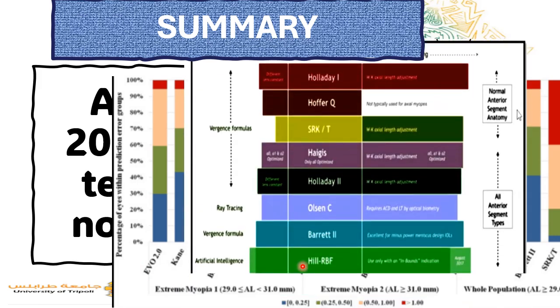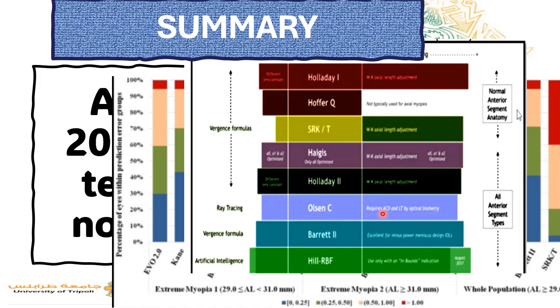So from the previous discussion, you can understand that the current era is concentrating on those formulae which integrate artificial intelligence to include all ranges of axial length. As you can see here, the Hill-RBF can be used over very short eyes, as well as very long eyes with some modifications. This formula is still growing, and the result is very promising. Also, the Barrett Universal 2 undergoes continuous upgrade and improvement, and you can see that it is used over a large range of axial lengths.